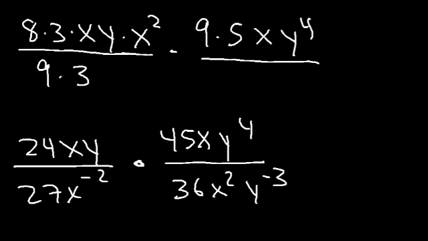Or 6 times 6. So let's change 24. Instead of making it 8 times 3, let's make it 6 times 4. And 36 is going to be 6 times 6. And so we have x squared, y to the negative 3. I'm going to move that to the top.